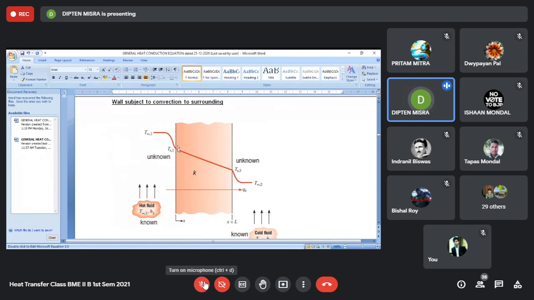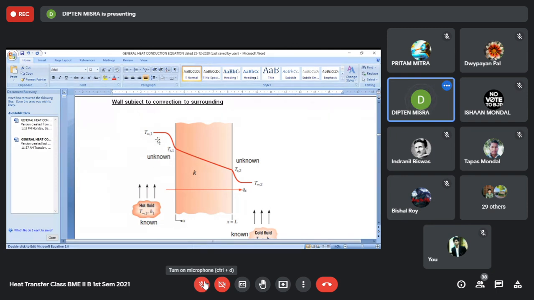The nature of the drop may be different here. On the solid side, it will be a linear one, and again in the fluid there must be a continuous drop. So there is a continuous drop of temperature. Outside, there is one nature of drop; inside the wall, there is a linear nature of drop; and again outside, there is another nature of drop.